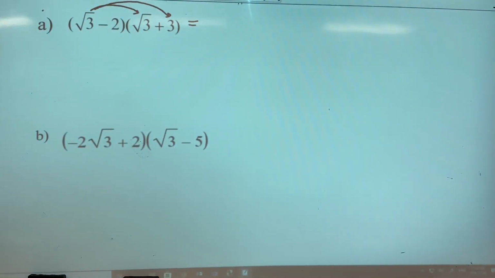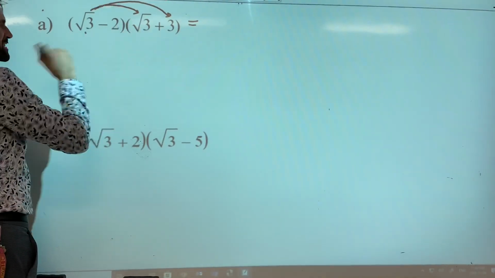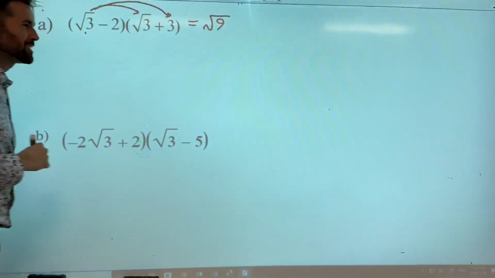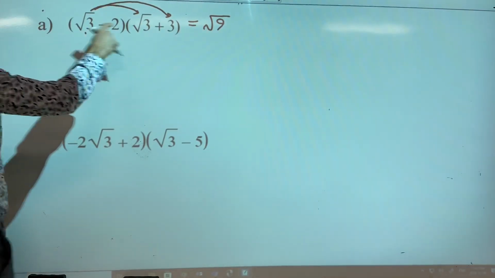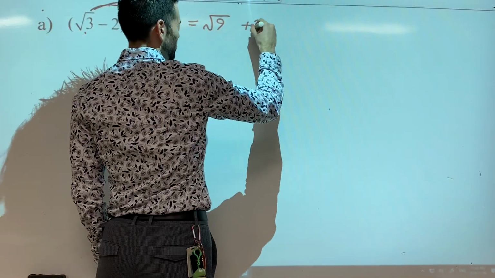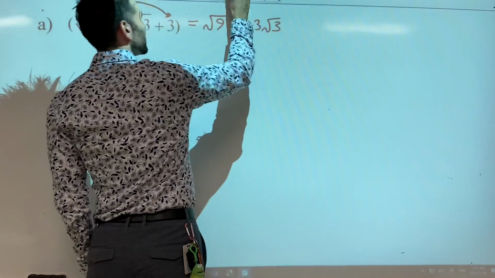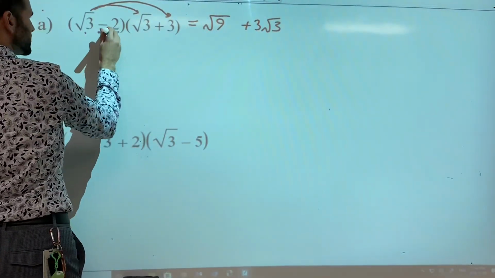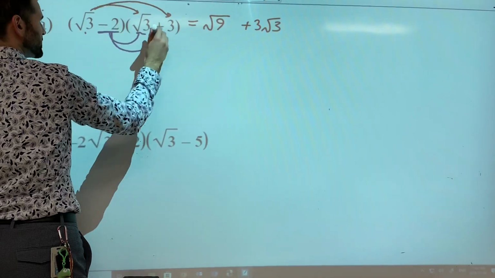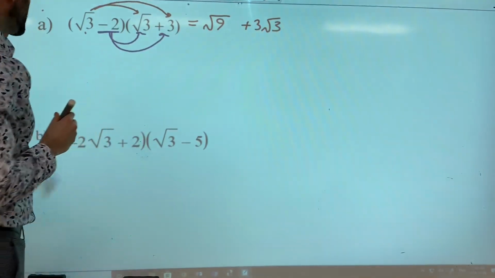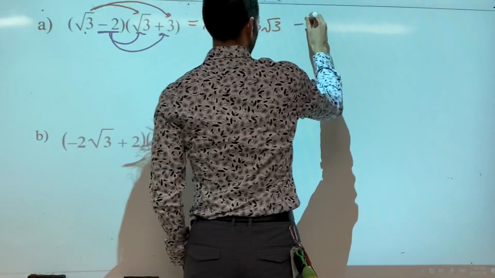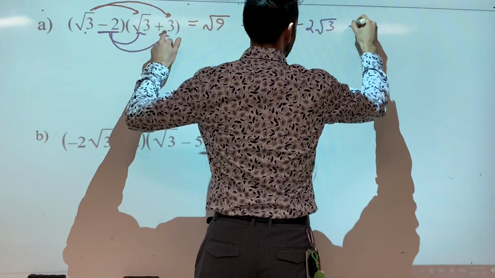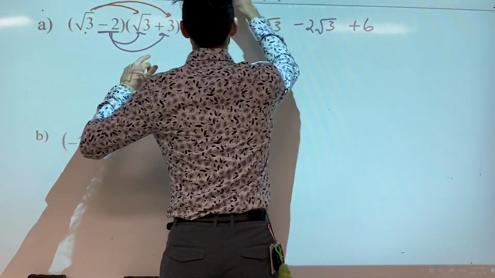Okay, here we go. So this times this, I'm comfortable just writing square root 9. Are you guys comfortable with that? Okay. And then this times this, and that gives me a positive 3 square root 3. Then I'm going to switch colors. Negative 2 times square root 3, so you get negative 2 square root 3. And you get negative 2 times positive 3, so positive 6.